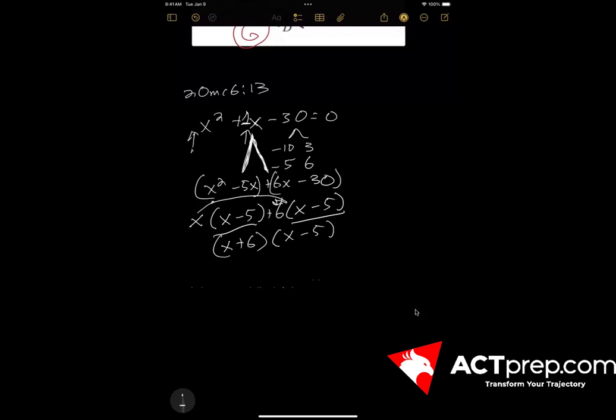So now we have to get our solution, which we set our factors equal to 0 and solve for x. So our first solution is going to be x equals negative 6. Our second solution is going to be x equals 5. And when we add these together, we're going to get negative 1, which is answer C.